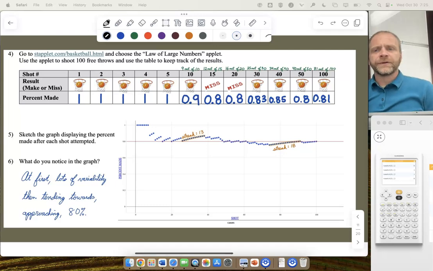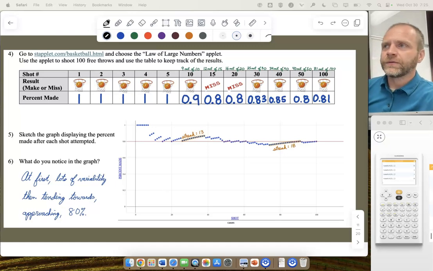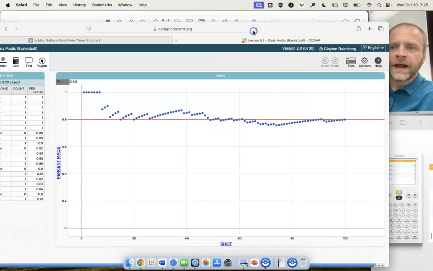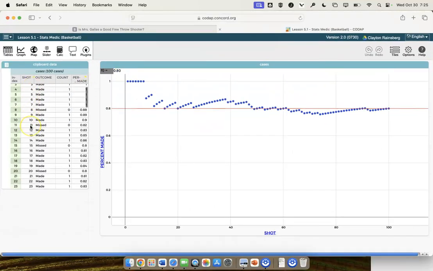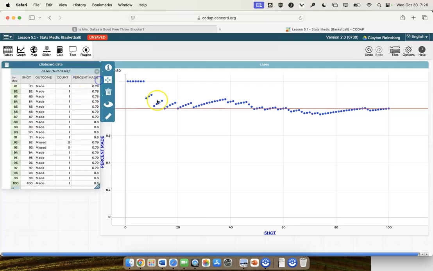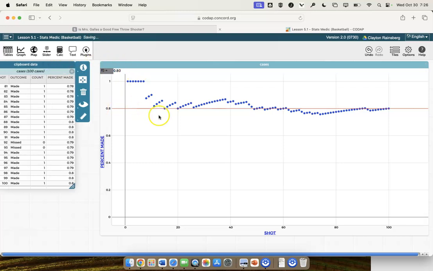And so I went through and I looked at this and I collected the data. And here is what we have. If I want to show you, when I did this, I have right here CodeApp. And I recorded all my results, the shots as we go through, whether she made or she missed. And I looked at the percent made based off of what we had. And I graphed them on an XY axis where we have our shots, what shot number she's on, and then percent made. And so you could take a look as we went through.